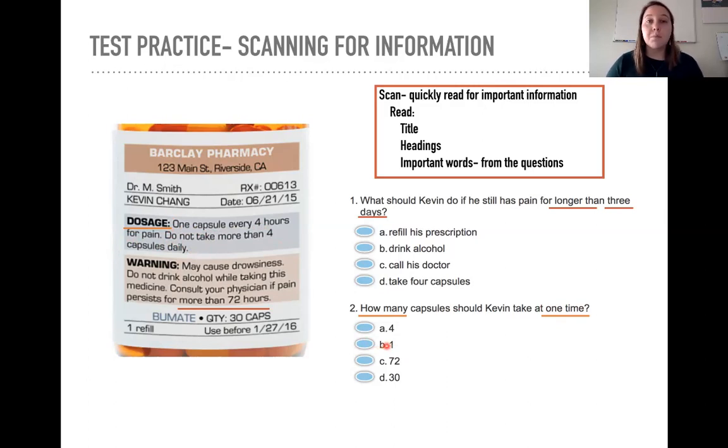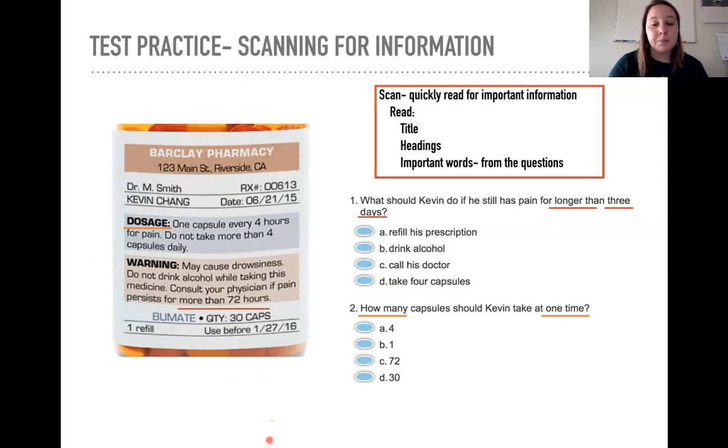This is important the longer your readings get. So the longer the text is, the more important it is to scan for information. Now, there may be times that you have to read all of it, but usually if it is some type of label or a chart or a sign, usually there will be different sections, and you only need to focus on those sections for the questions. So this is an important skill that we are going to be working on.